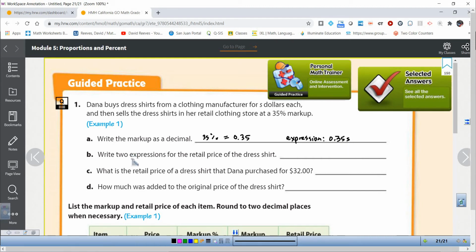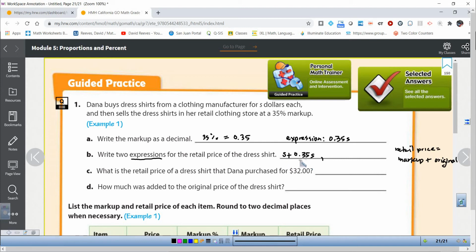All right, now write two expressions. They are specifically asking for expressions for the retail price. And remember, the retail price is equal to the markup plus the original, or the original plus the markup, which is actually the way they write it. All right, so the original was S, and the markup expression is 0.35S. So that is one way.